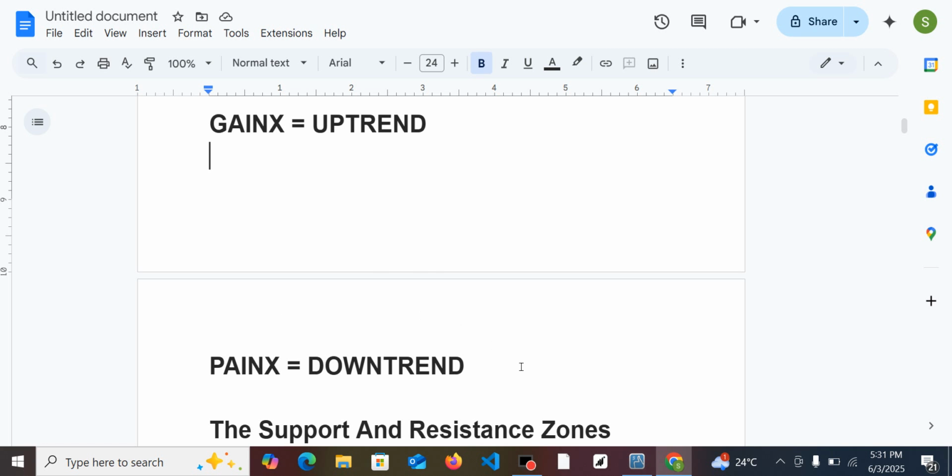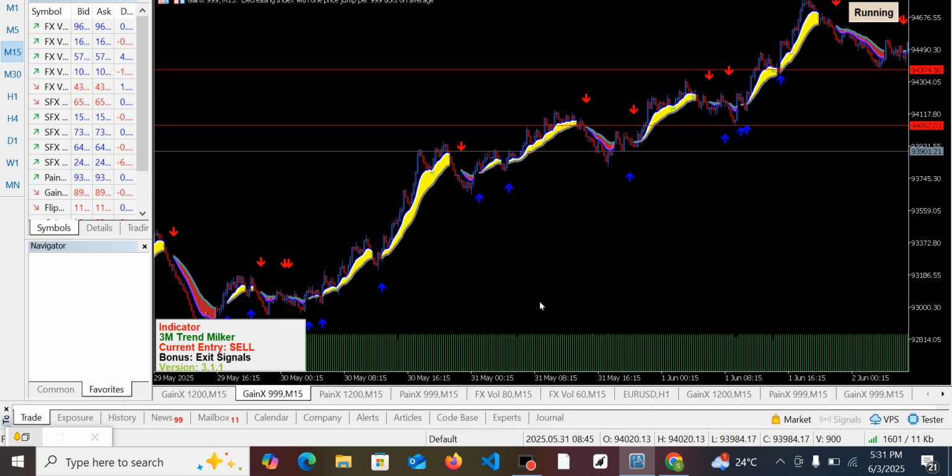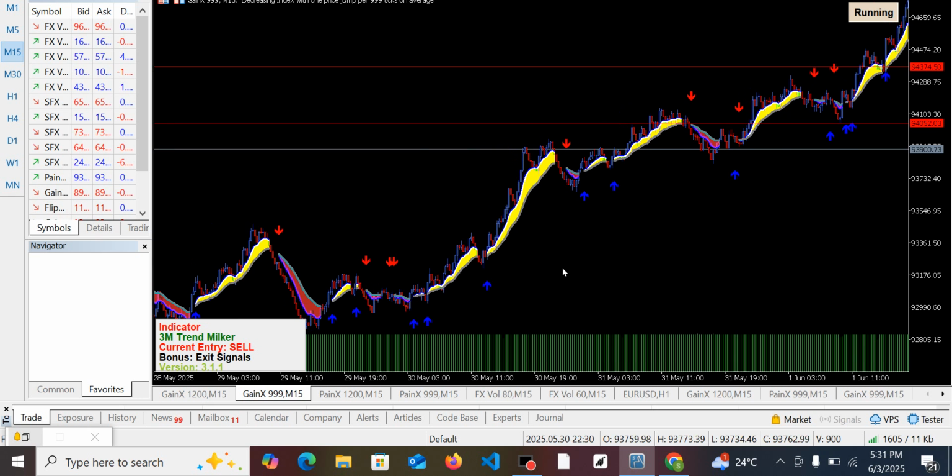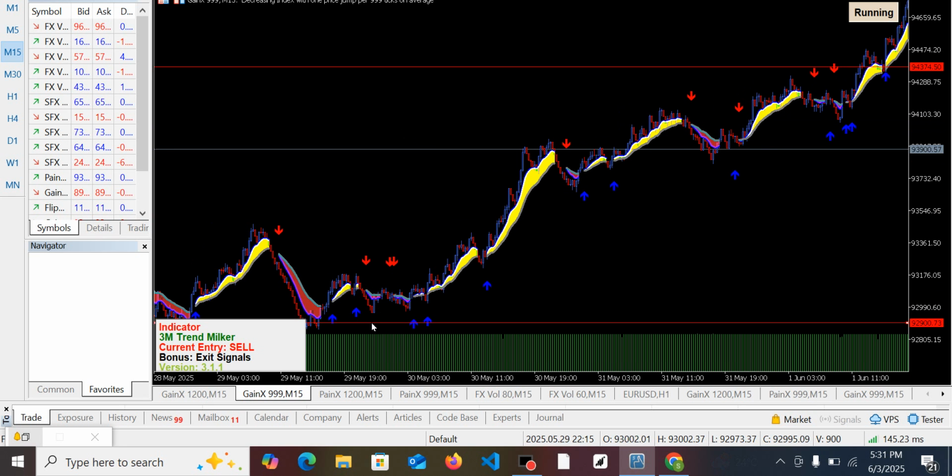Now let's go back to the charts to see what is happening. This is GainX 999. If I am to trade these spikes, the first thing I need to do is to make sure the market gets to a major support zone. And if you check it out, this is a major support zone at this point. It has not been able to break out from there. It got there and was unable to break out, so it went up and came back down again, still unable to break out from there.